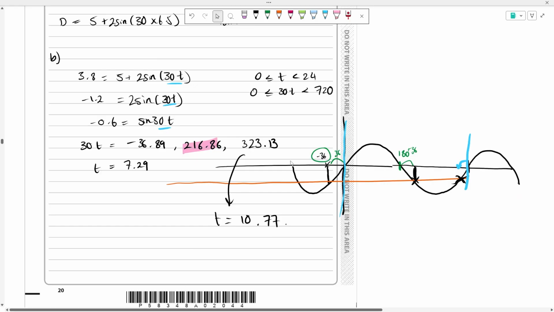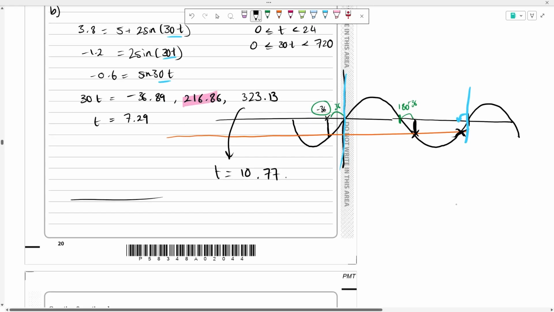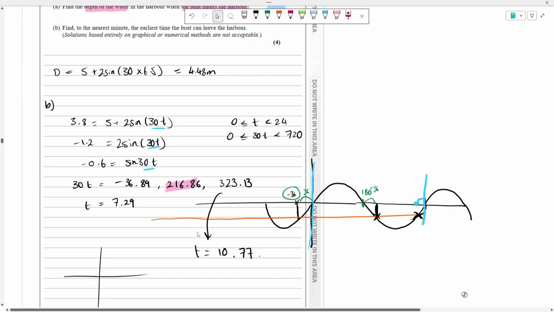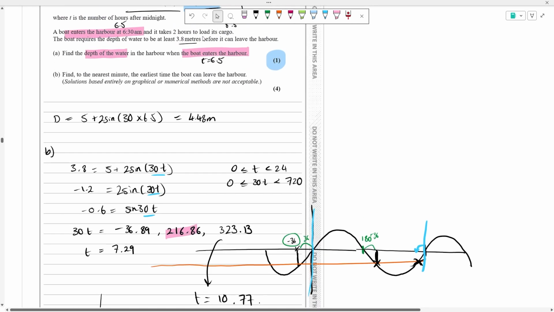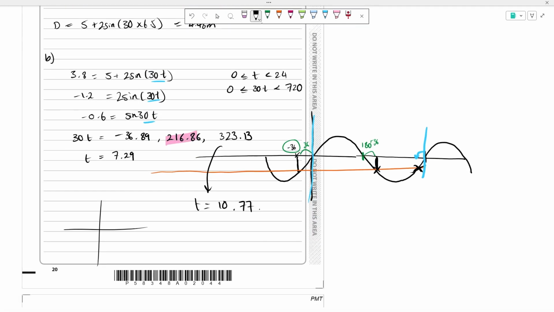But even looking at the symmetry method here, or if you decide to use a unit circle, that also works. Either way, you should end up with t is equal to 10.77. But we aren't fully done. It says find to the nearest minute the earliest time. So we need to just convert 10.77 to hours.